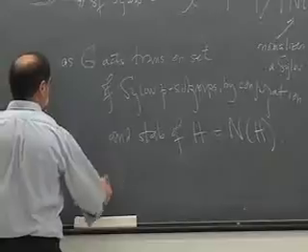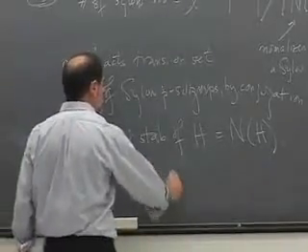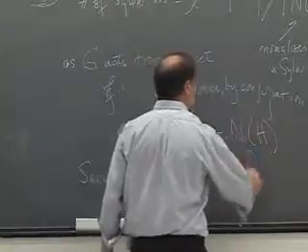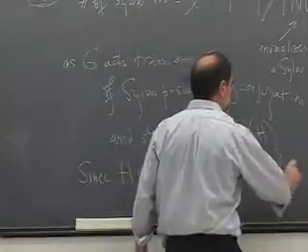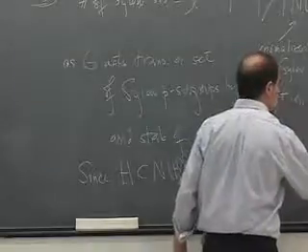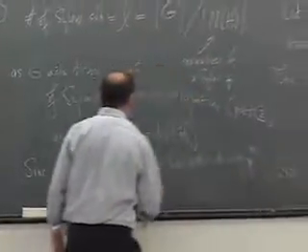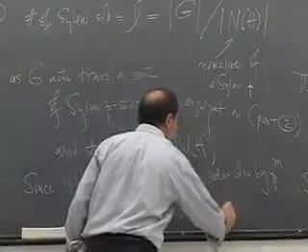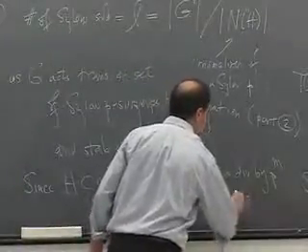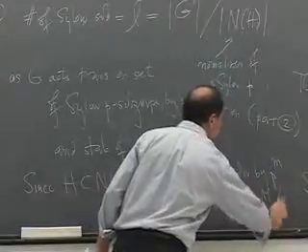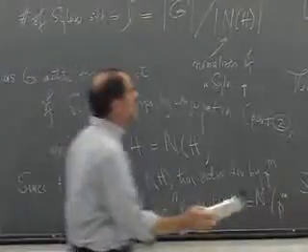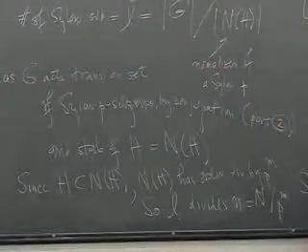Since H is contained in the normalizer of H, the normalizer of H has order divisible by p to the m. So L divides what's left, which is N, little n, I'm sorry, which is capital N divided by p to the m. That's the divisibility statement. Now we have to prove the congruence statement.